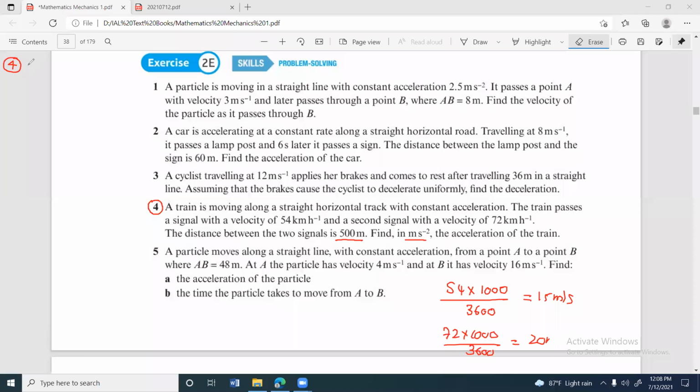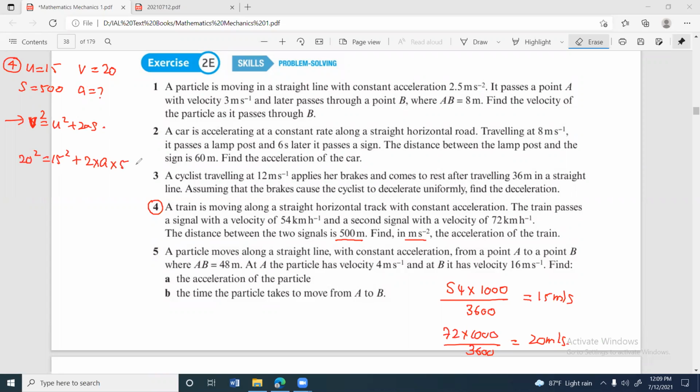So now u is 15, v is 20, distance s is 500, and we need to find the acceleration a. It's a problem we often come across, so we can apply the relationship v squared equals u squared plus 2as. 20 squared is equal to 15 squared plus 2 into a into s.